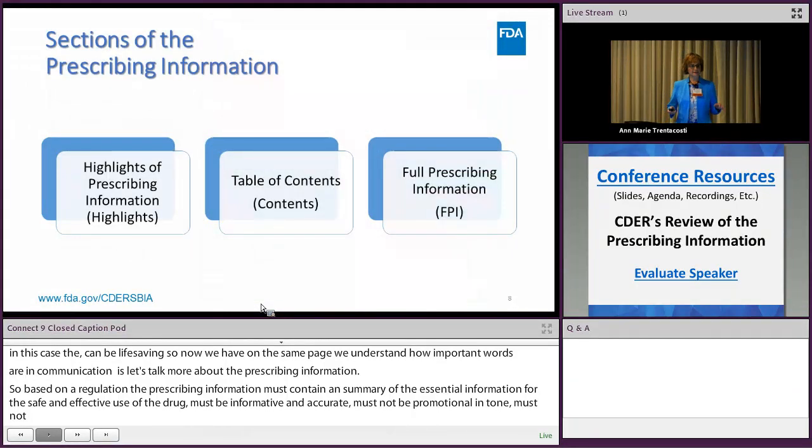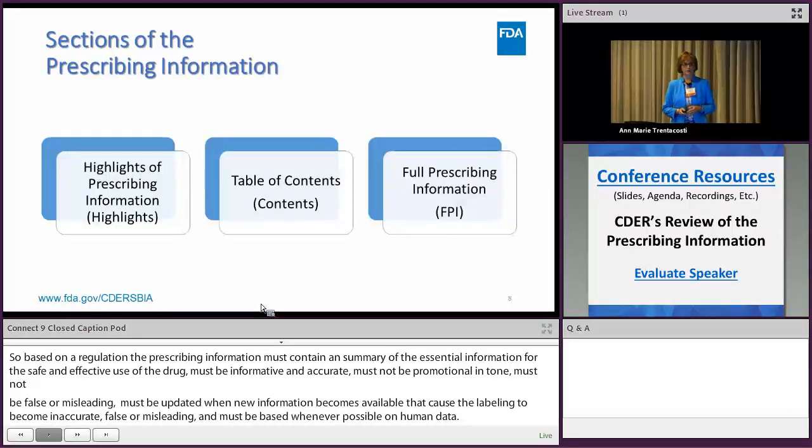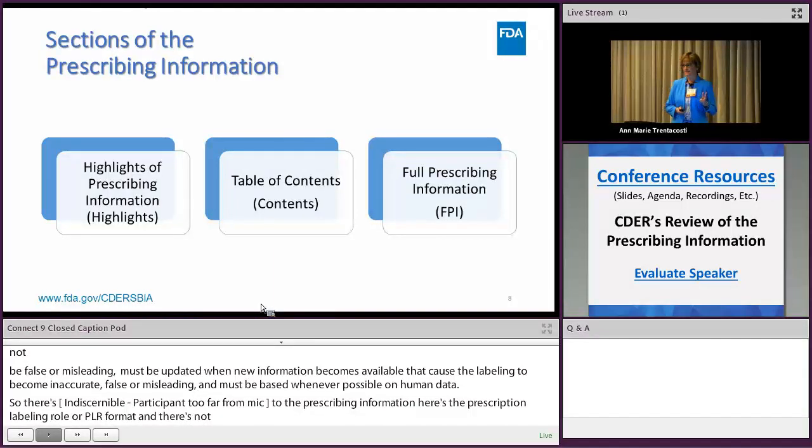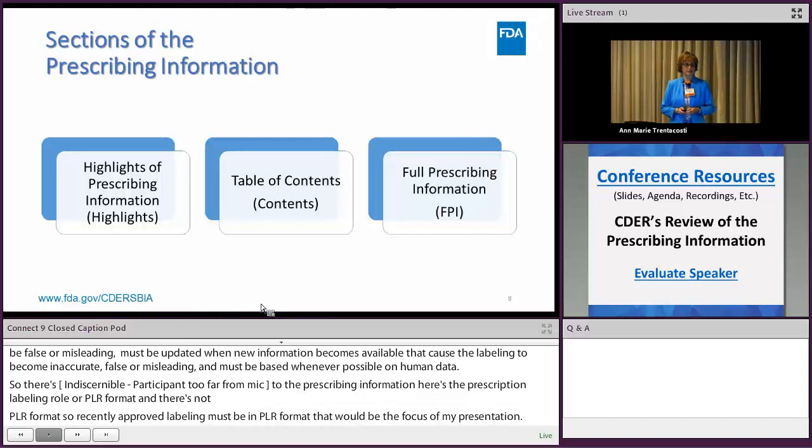So there's two formats for the prescribing information. There's the prescription labeling rule, or PLR format, and then there's non-PLR format. Since all recently approved labeling must be in PLR format, that will be the focus of my presentation. And for PLR formatted labeling, there are three main sections. There's the highlights of prescribing information, called highlights, the table of contents, called contents, and the full prescribing information, or the FPI. Although this is the order in which the information is presented in the prescribing information, this is usually not the order in which we review the information.